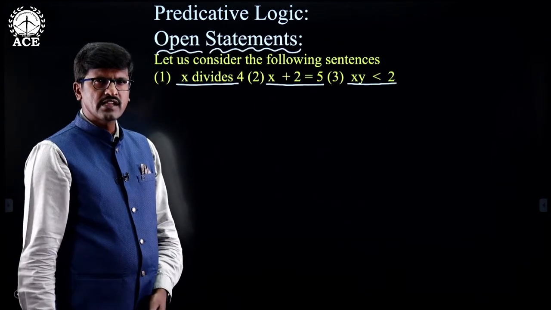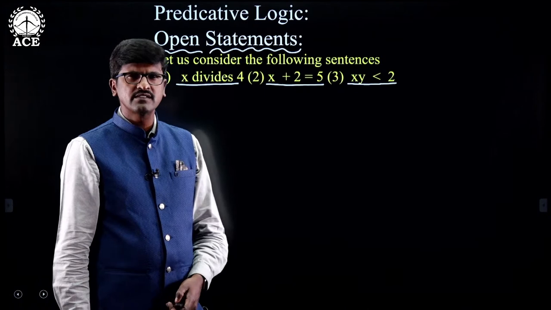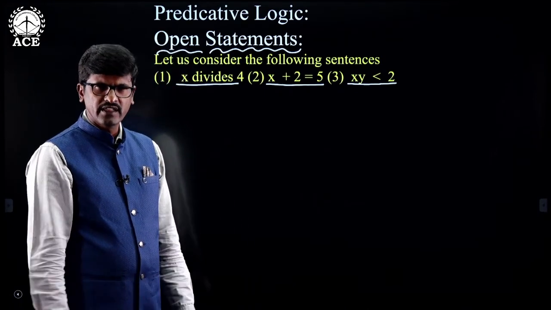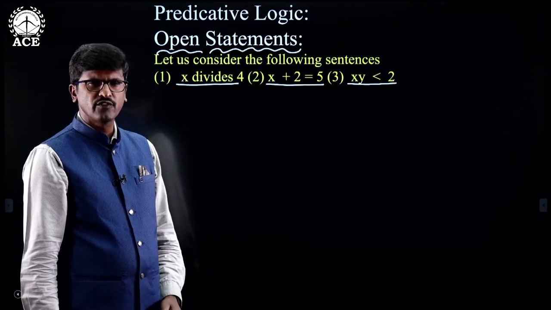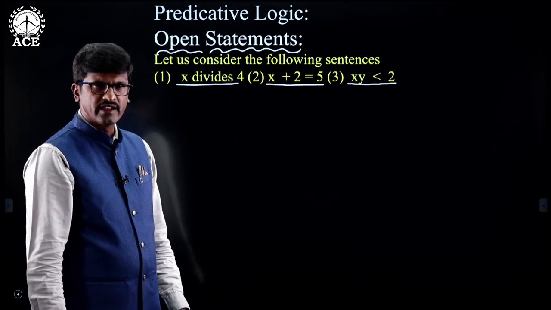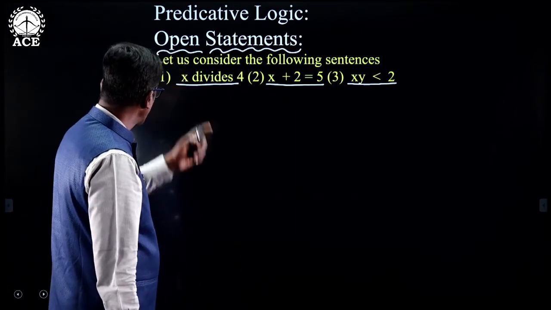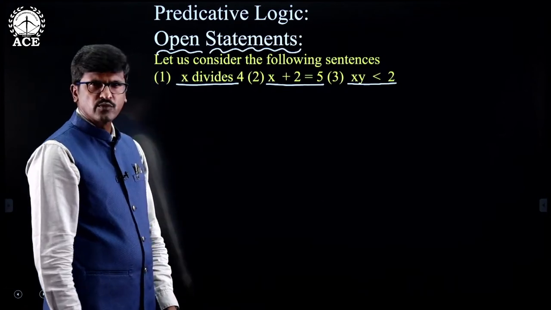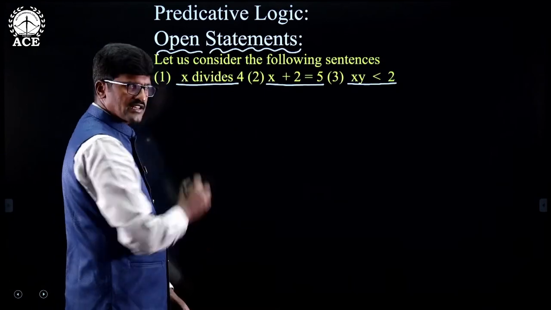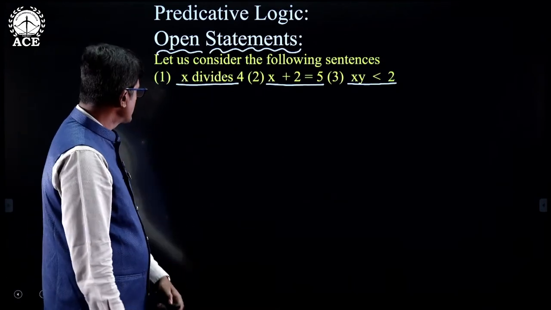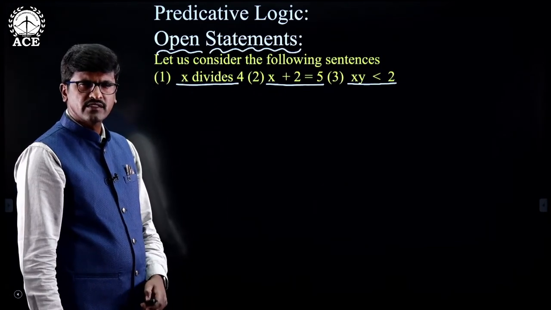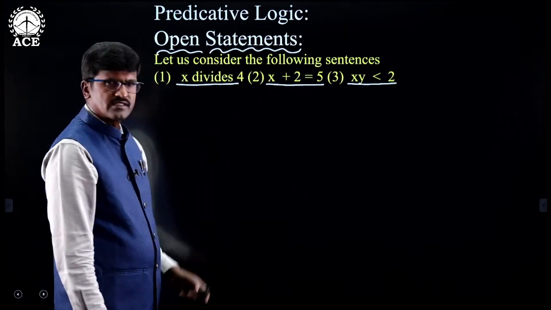So what is a statement? Any declarative sentence which can be said to be either true or false is called a statement. That is, for any sentence, if we are able to assign a truth value, either true or false, then it is called a statement. Now look at this. X divides 4 is one sentence. Is it a statement? No, this is not a statement. We can't decide it, because we don't know the value of x. If we know the value of x, then we can say whether this is a statement or not.